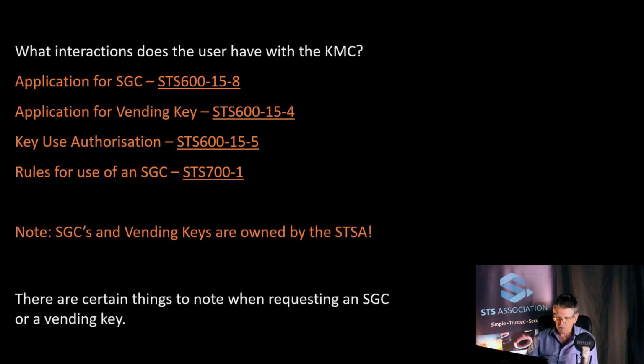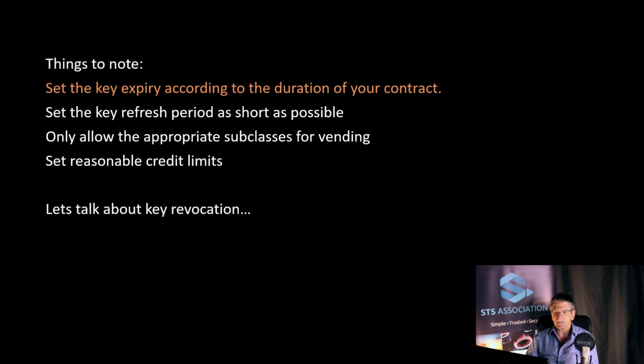There are certain things to note when requesting an SGC or a vending key. Set the key expiry according to the duration of your contract, as I've already mentioned. Set the key refresh period as short as possible. You can ask for as many key refreshes as you want. In fact, it doesn't matter. But if you make it too long, it means for that duration, whoever is running the secure module has the ability to vend. If you make it short, it means you have the ability to revoke a key in a much shorter period of time.